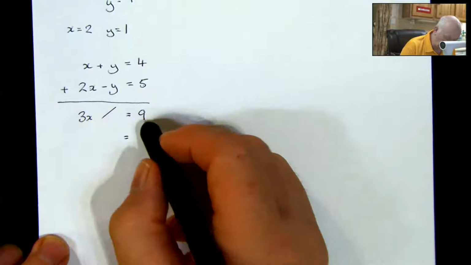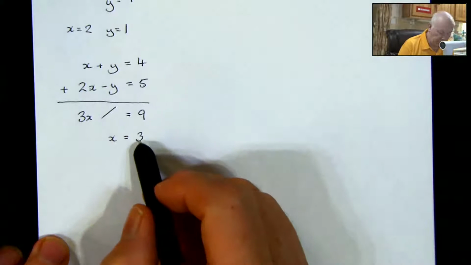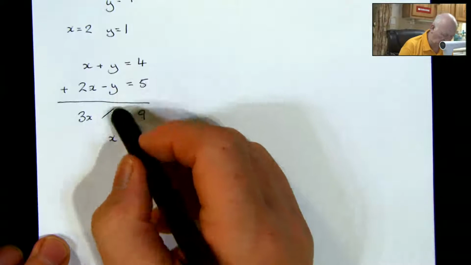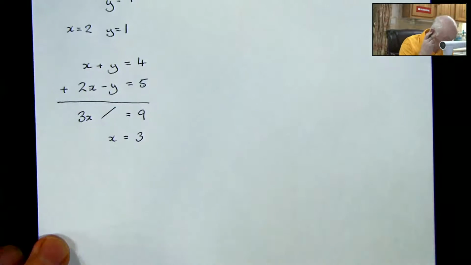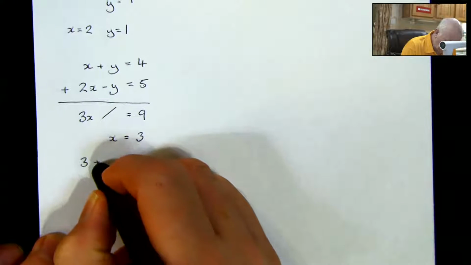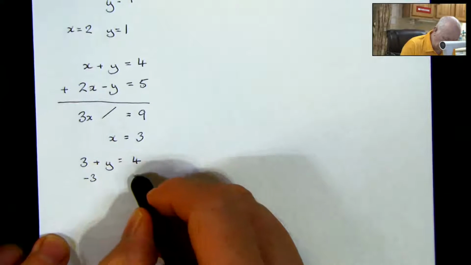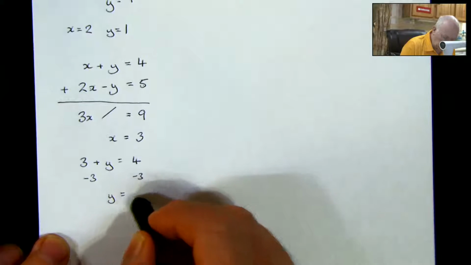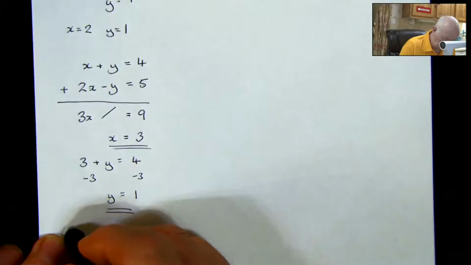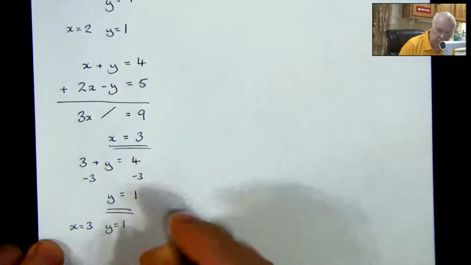So divide both sides by 3. x is going to equal 3. Let's take this and put it into one of these. It doesn't really matter which one. We're going to do the first one because it's going to be the easier way to do it. So we're going to say that 3 plus y equals 4. Take away 3 from both sides. y equals 1. And there are our answers. So we've got x equals 3 and y equals 1.